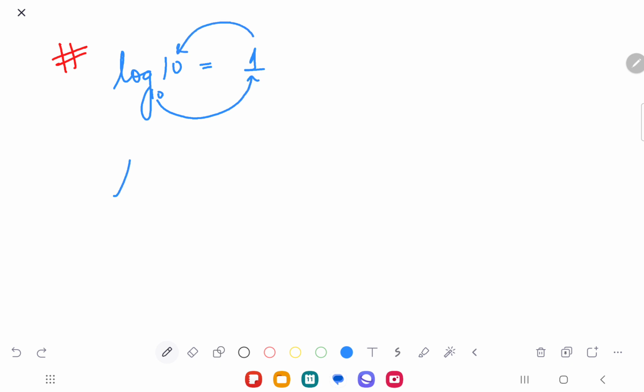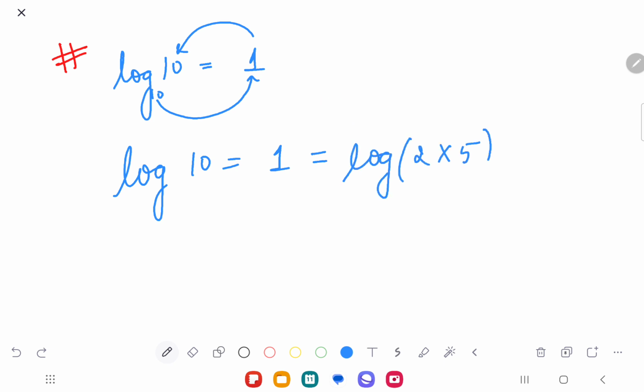On similar lines, when I say log 10, its value we know is 1, because we are finding what 10 must be raised to in order to give 10. So log 10 is 1. But I can also write log 10 as log of 2 times 5, and that is log 2 plus log 5. That is 1. Are you understanding?